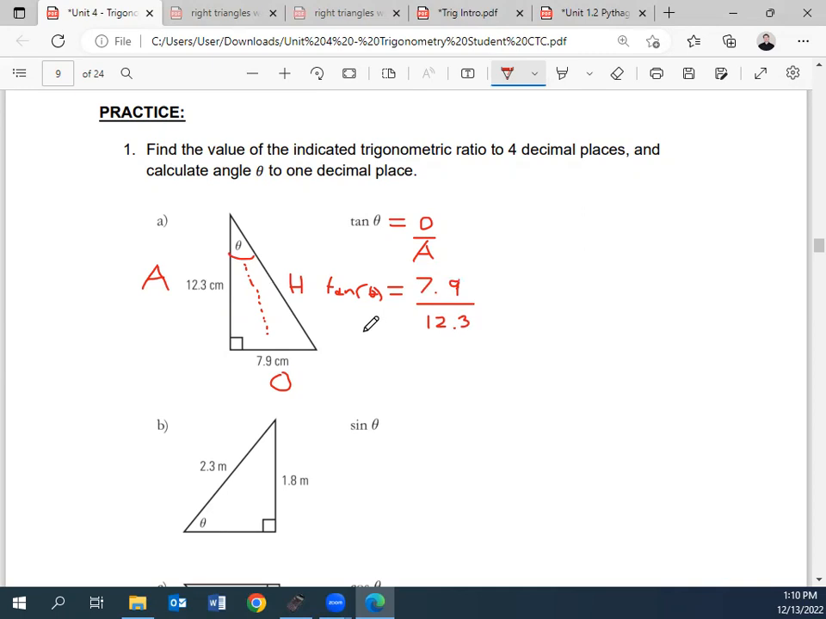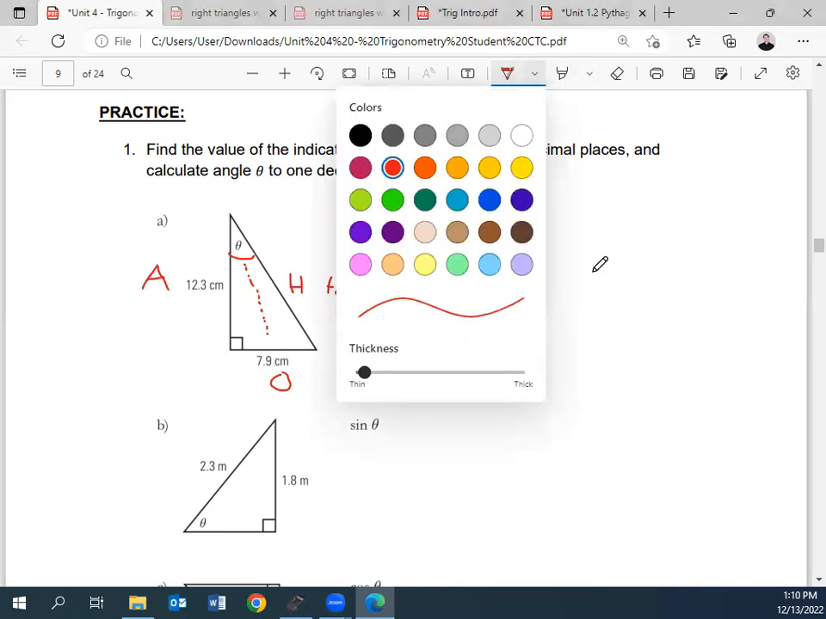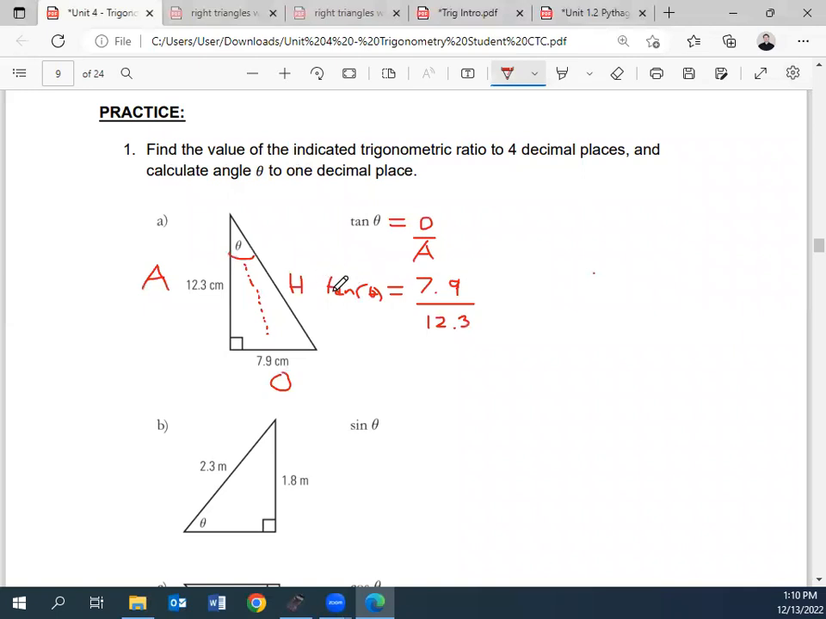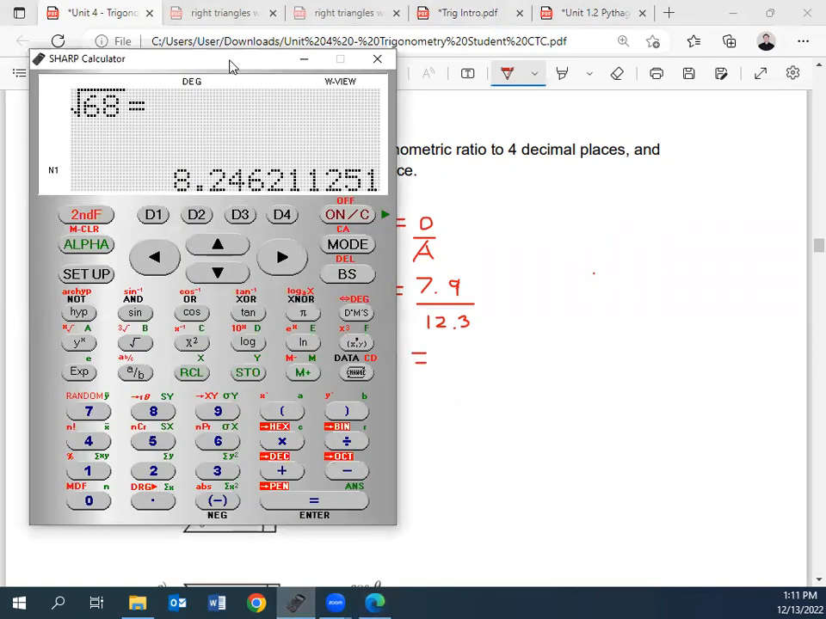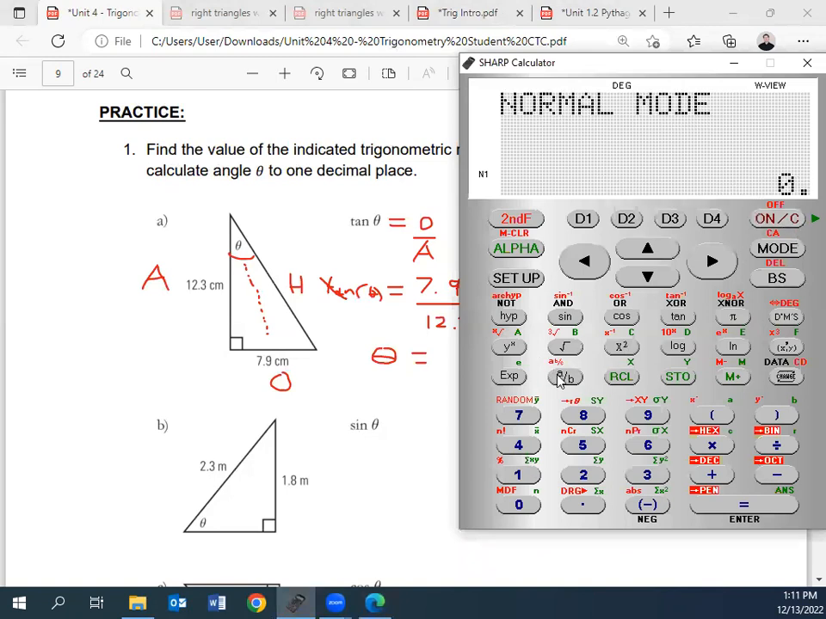What I technically need to do with this calculator, Hannah, is get rid of this tangent, because I don't care what tangent of the angle is. I just want to know what the angle is. If I take this fraction, 7.9 over 12.3, that's the fraction on top, and I divide that whole thing by tangent, it's going to break my calculator. It doesn't know how to do it. So there's a certain cheat code on our calculator.